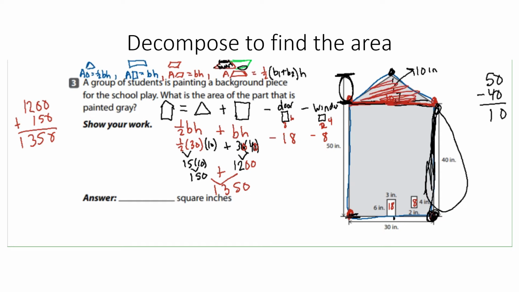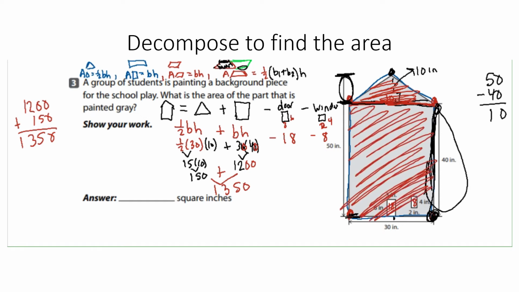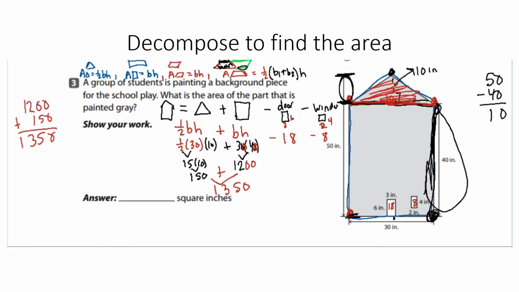Right? And it gave me the square units for the rectangle, which is all of this. So notice that the door and the window should not be included in that painting that I just did. So what I want to do is take away the door, which means taking away these 18 square units that I'm not painting, and I want to take away this window, the 8 square units.